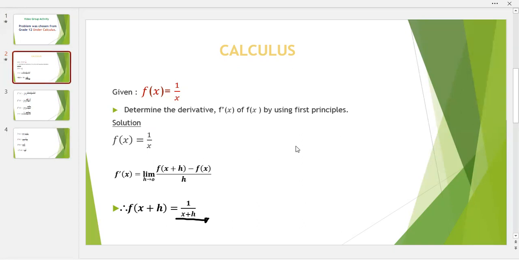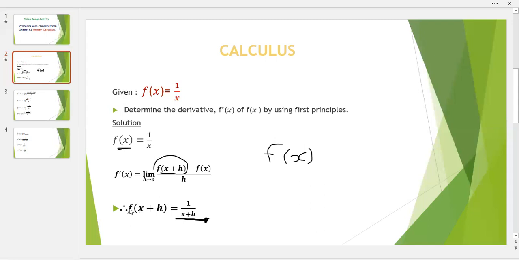As we all know, if we have got f of x, wherever we have a value of x, we must substitute that value. So when we are looking at our formula here, we have f of x plus h. So that means that from the original formula of f of x, we are going to substitute x plus h. So how do we go about that?